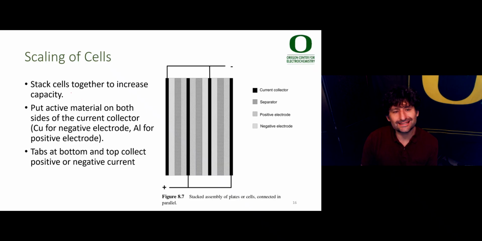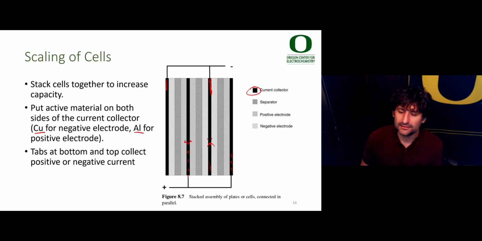Another thing you can do is stack cells together to increase capacity. One way to do this is put active material on both sides of the current collector. Copper, for example, is a negative electrode in a lithium-ion battery, aluminum for the positive electrode, and tabs are at the bottom and top to collect the positive and negative current. So in this way, you can see the negative current collector here, this is the positive current collector here, positive current collector here. Each current collector is essentially used twice because it can collect current from both sides. And that allows you to reduce the amount of current collector material you need in your cell.